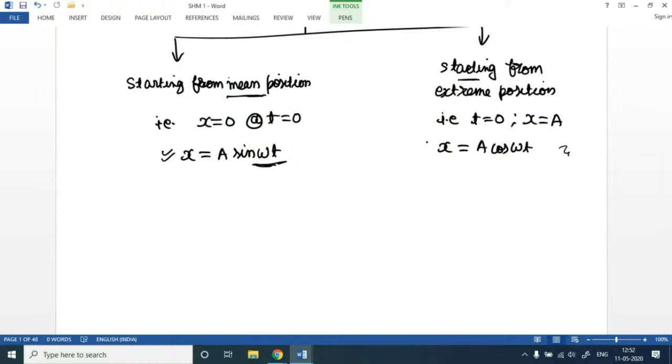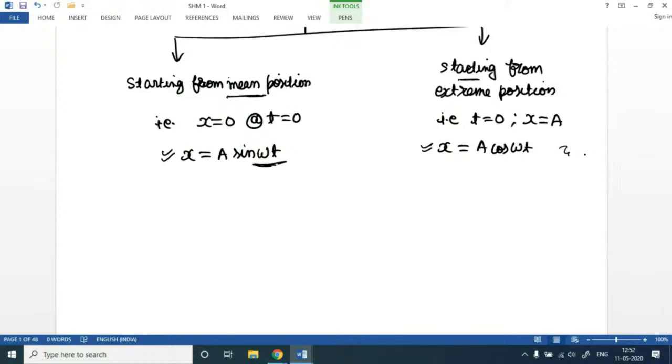But you should realize that both expressions represent the same SHM. That is, motion of a particle executing SHM about x is equal to 0 with amplitude a and angular frequency omega, and that is all that matters. Only the initial phases differ, because the observation of motion has been started at different instants, and there is no other difference in these two relationships apart from that.